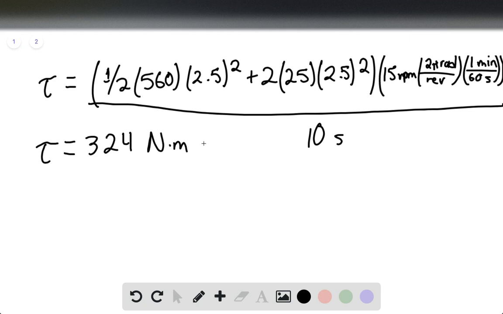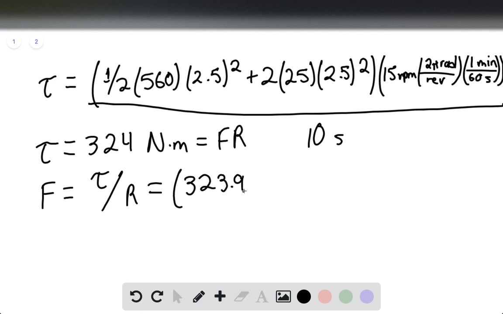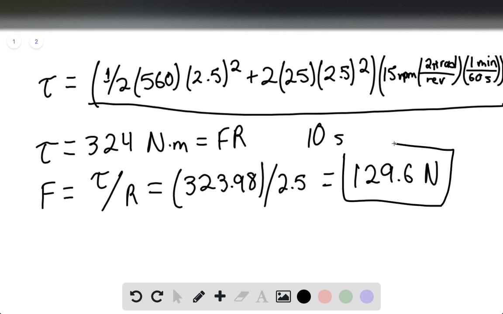And we know that this equals the force times the radius. So if we wanted to find the force needed, we can say that this is going to be equal to the torque divided by the radius. So this will be 323.98 divided by the radius of 2.5. And we are getting a force equaling 129.6 newtons. So this will be our final answer.